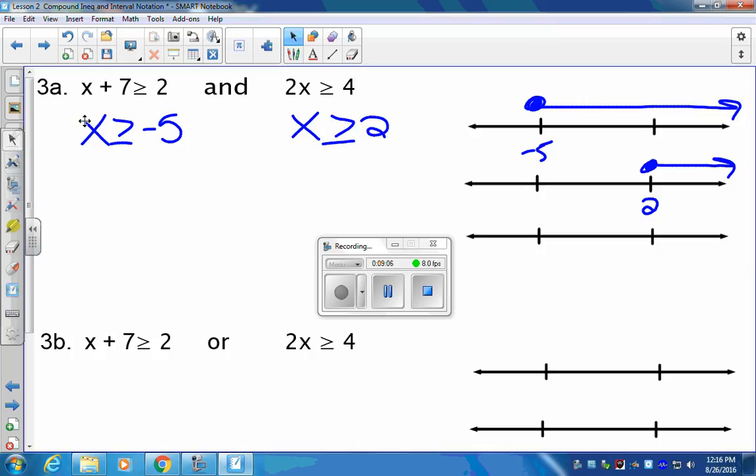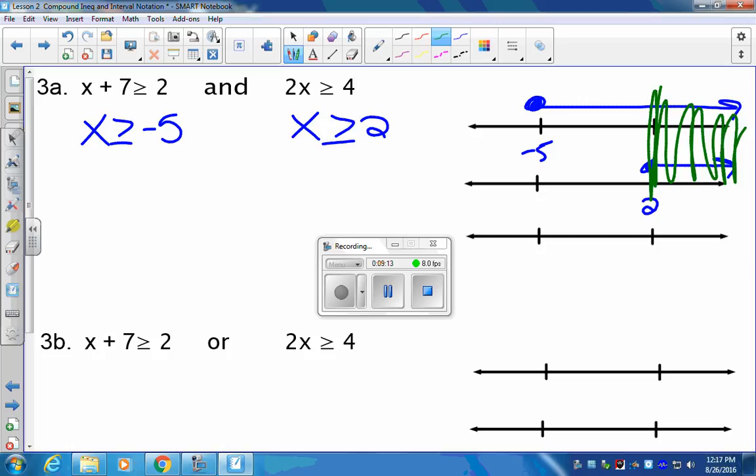Okay, now notice they're both getting bigger and bigger. So where does that start at? Right here at the 2. This is where they have in common. So my answer is going to be that x is greater than or equal to 2. Shaded to the right.